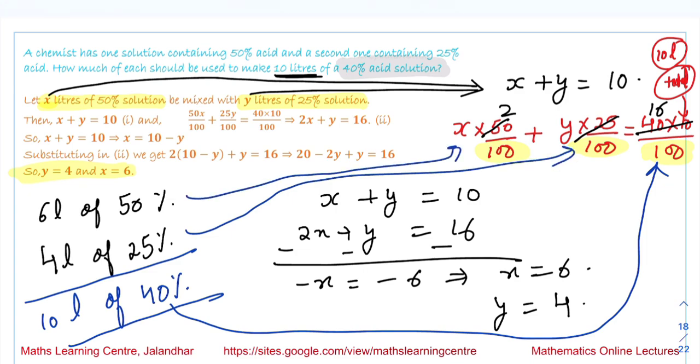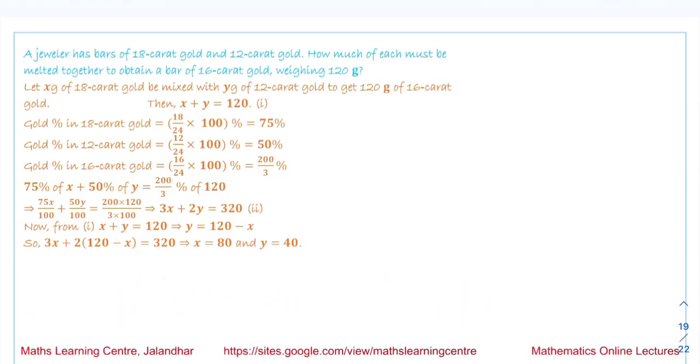Next is, a jeweler has bars of 18 karat gold and 12 karat gold. How much of each must be melted together to obtain a bar of 16 karat gold weighing 120 grams? Again, suppose x gram of 18 karat gold is mixed and y gram of 12 karat gold is mixed. So the total amount we require is 120 grams. So it means x plus y should be 120.